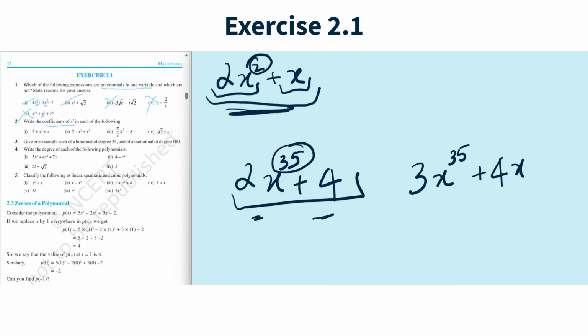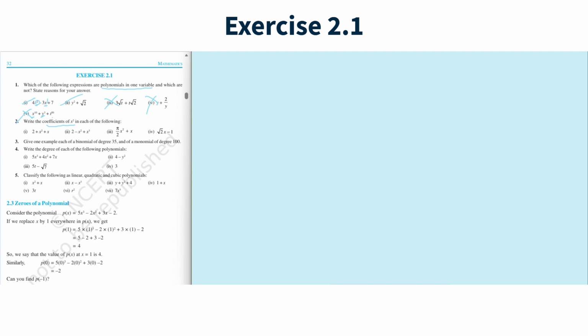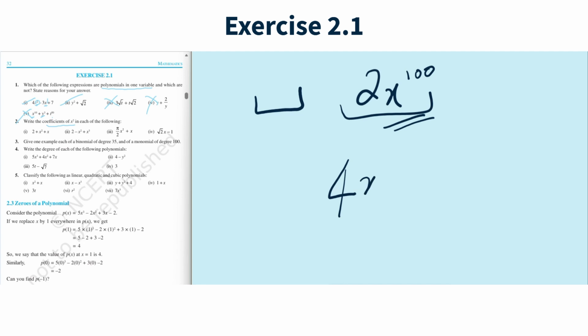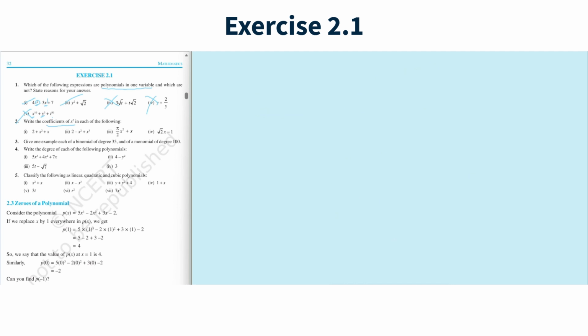Now the next one is a monomial of degree 100. A monomial is one single term in an expression. So 2x is a monomial, right? Now, when I say monomial with the degree of 100, the highest degree of that polynomial expression has to be 100. So I can just write 2x to the power of 100, and this becomes my monomial with the degree 100. Taking another example, 4x to the power of 100, or just x to the power of 100 will also work.